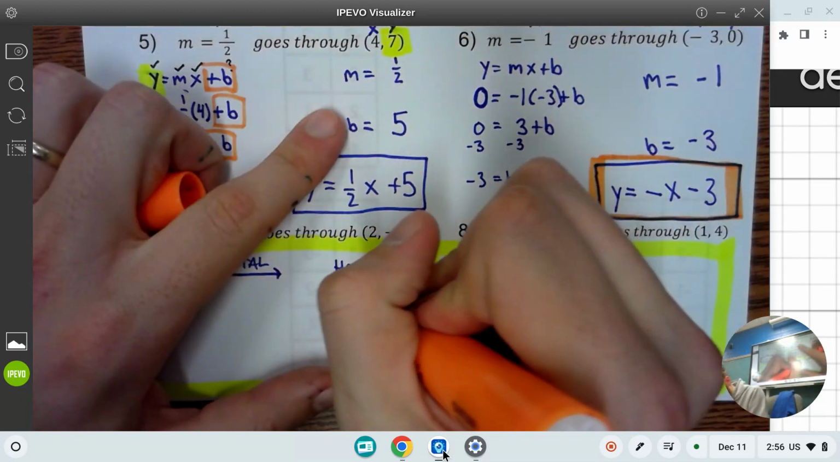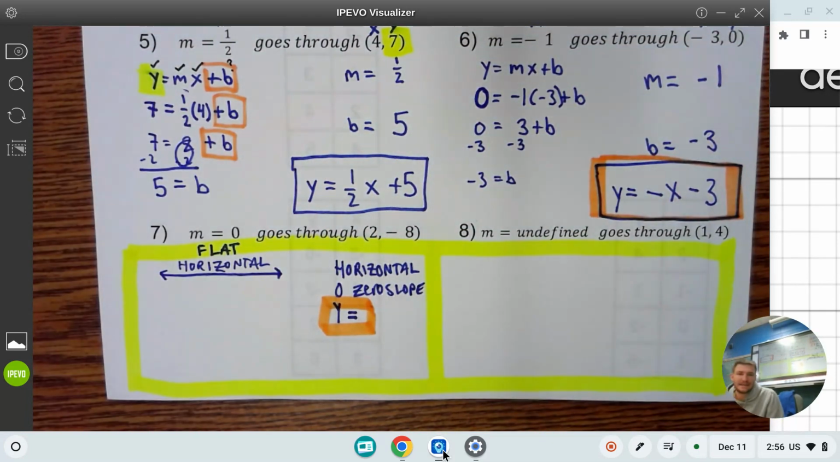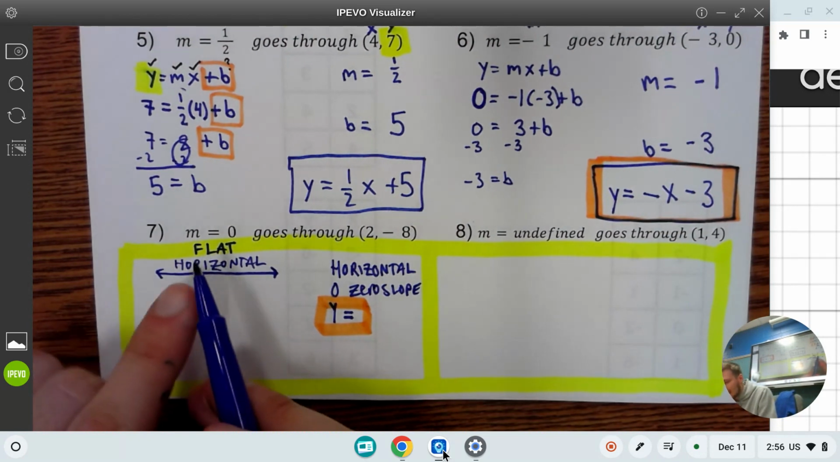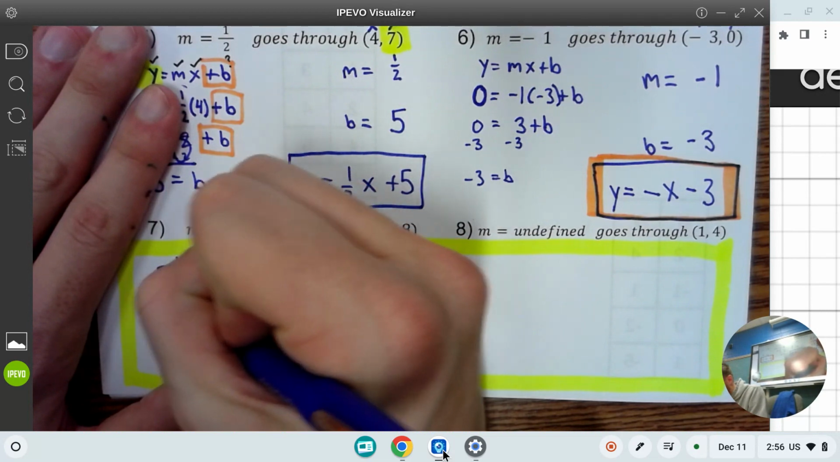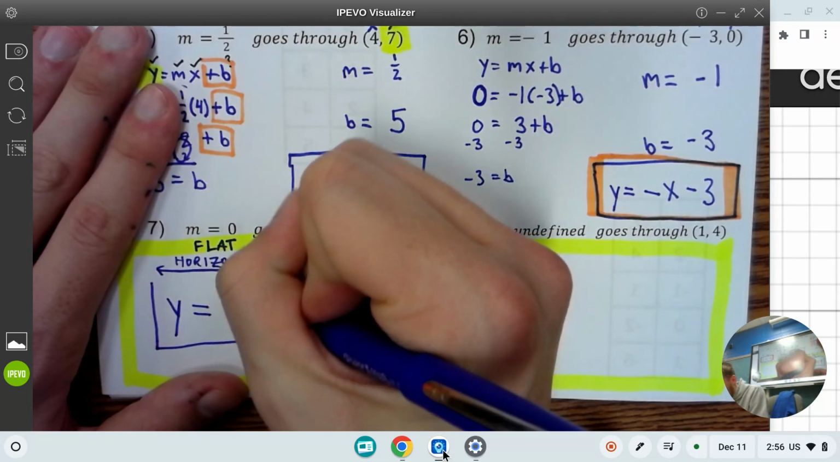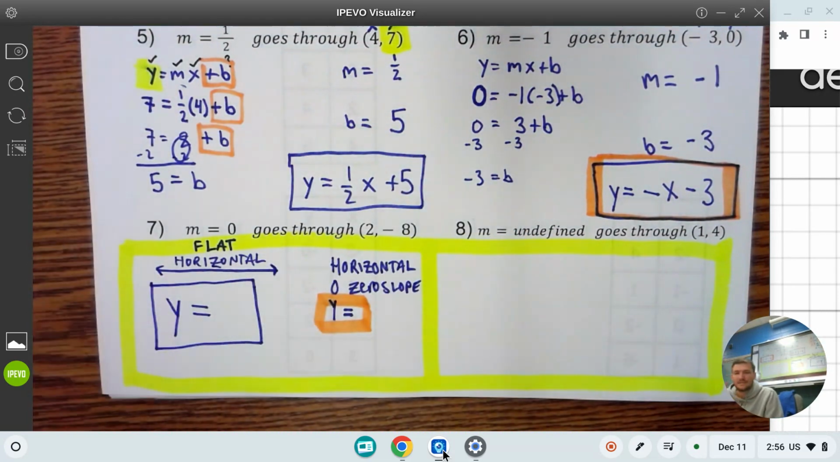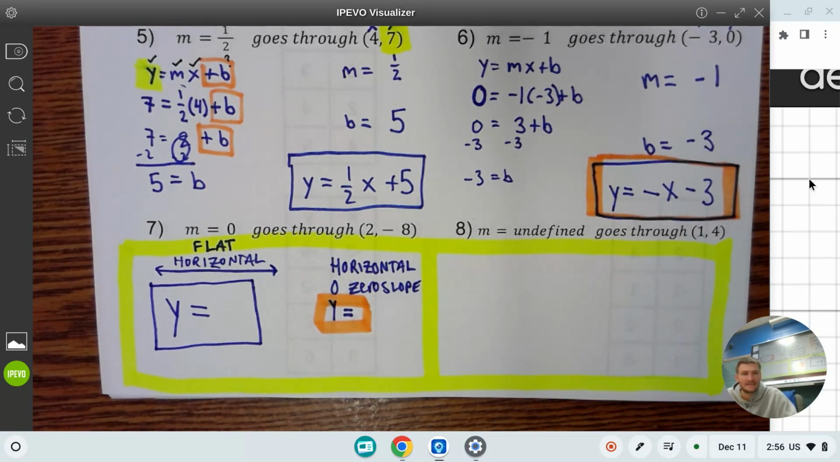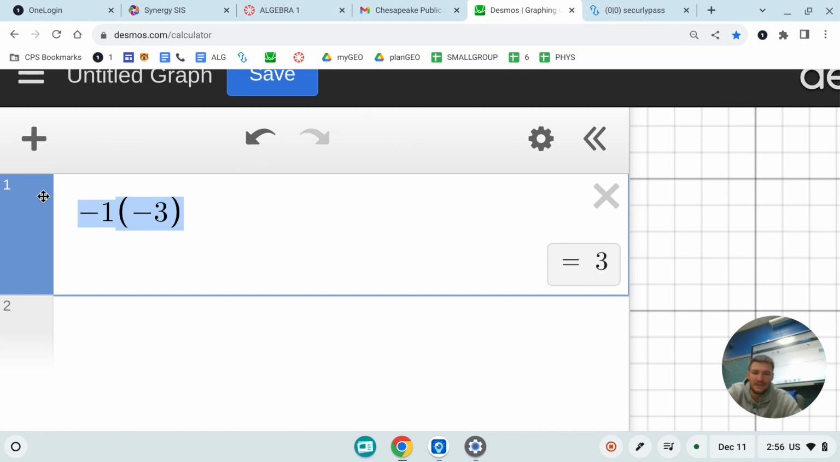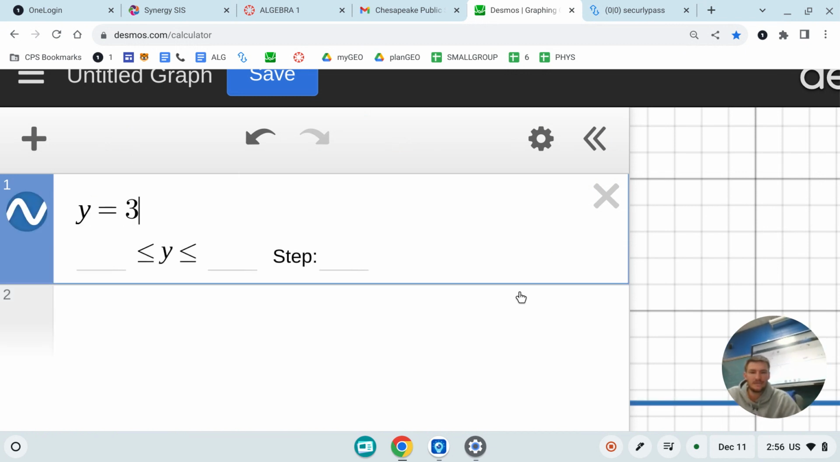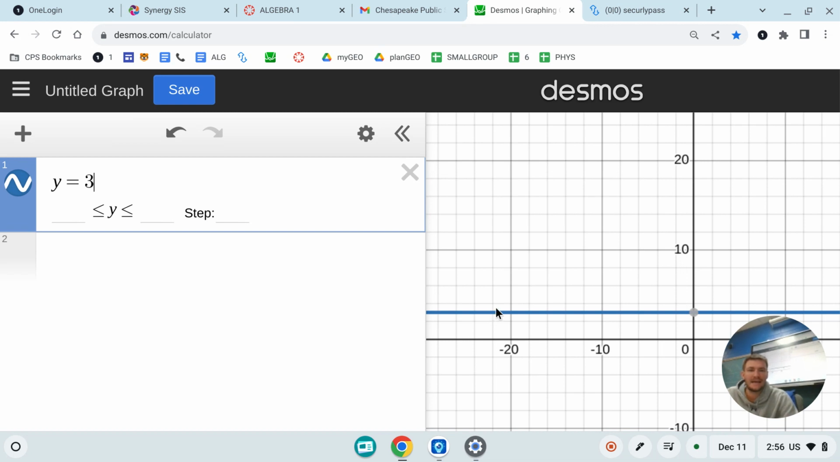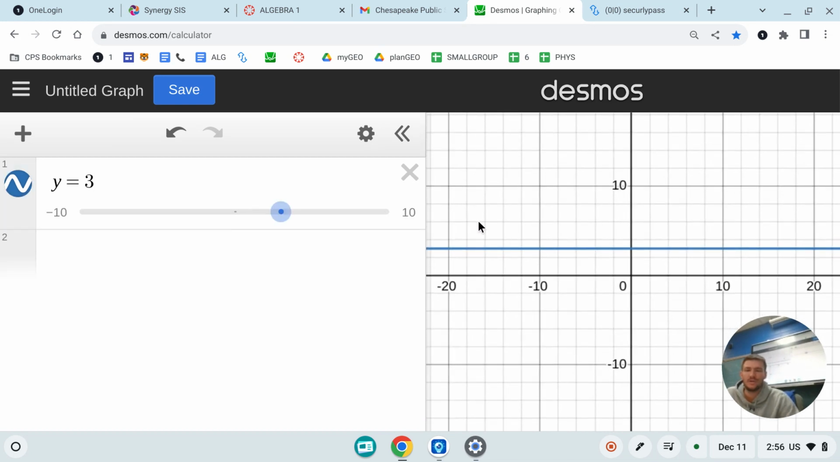Now, a lot of times, teachers write it like this, y equals. If we have a line that is totally flat, the equation is going to be y equals and just one number, right? We've seen this in the past. I'll prove it to you. If I go to Desmos and type a random number, y equals 3, zoom out, that is how we get a flat horizontal line.